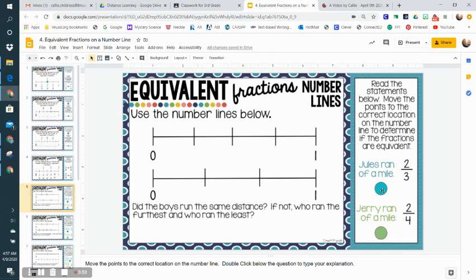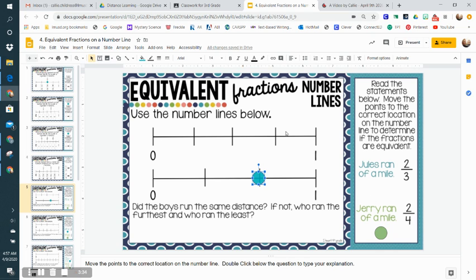So if I take this dot and I start at 0, here's my thirds. It's broken up into thirds. This would be 1/3 on that tick mark. And on this other tick mark, that would be 2/3. So Jules ran 2/3 of a mile right here. Okay. Now Jerry ran 2/4 of a mile.